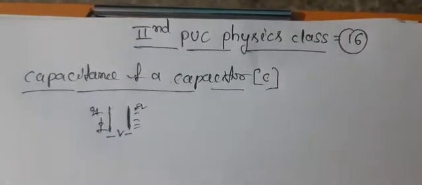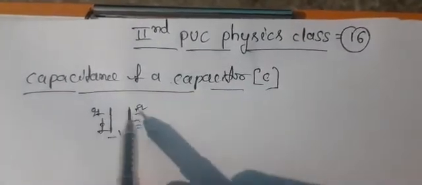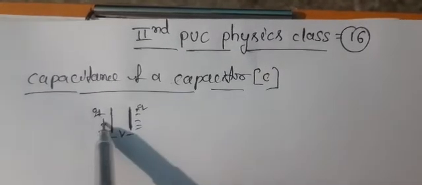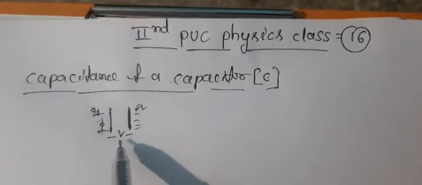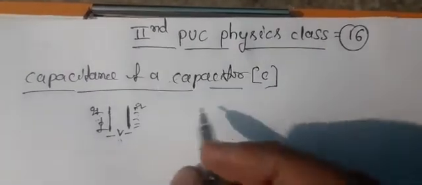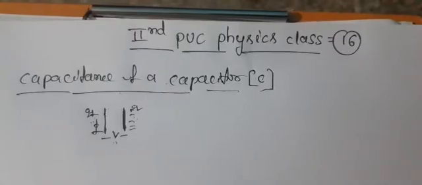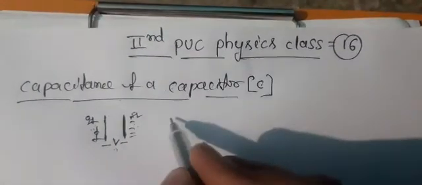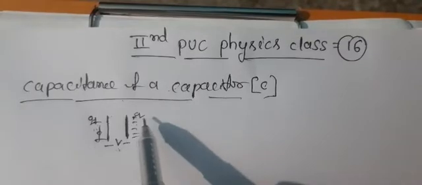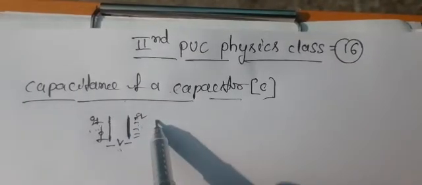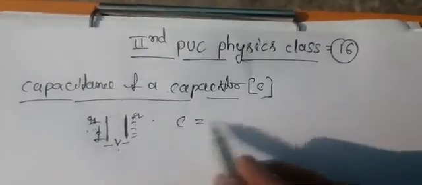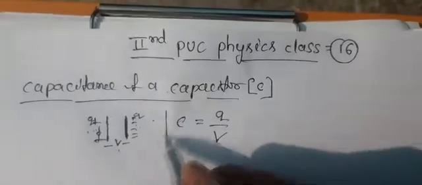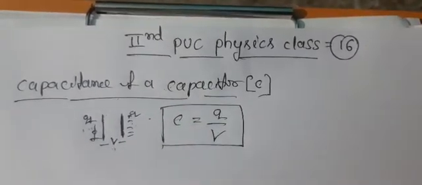Symbolically, it is represented by two conductors parallel to each other. The charge on each conductor is Q and minus Q. The potential difference between these two conductors is taken as V. What is the definition of capacitance of a capacitor? The capacitance of a capacitor is defined as the charge on each conductor to the potential difference between the conductors. That is given by C is equal to Q by V. That is the formula.